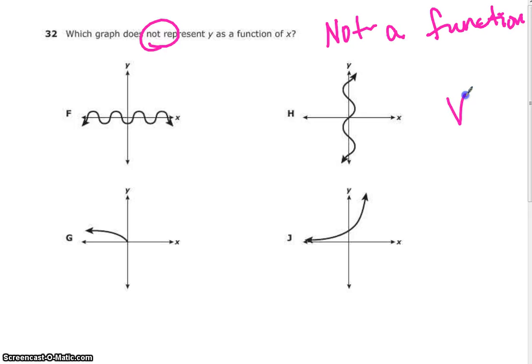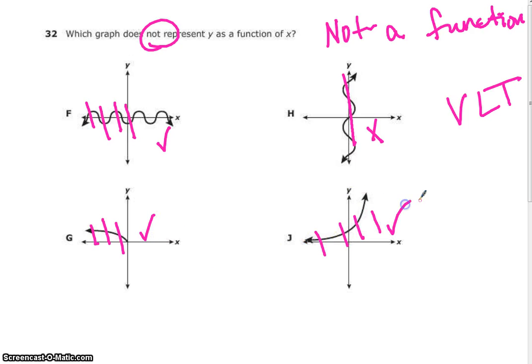So what you have to use is your vertical line test. Okay? Is it possible to hit this more than once? No. So this is a function. If I draw this one, am I going to hit it more than once? This is not a function. Is there anywhere I can cross it twice? Nope, it's a function. This one passes it as well. Which one is not is H.